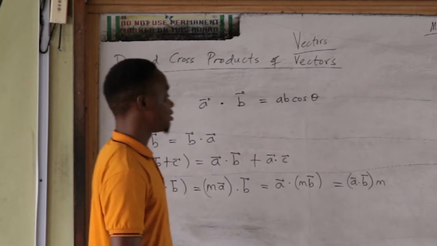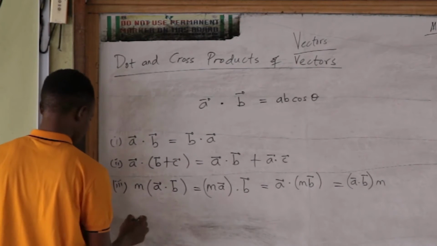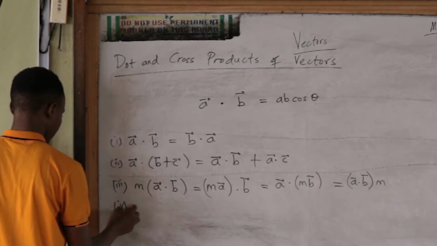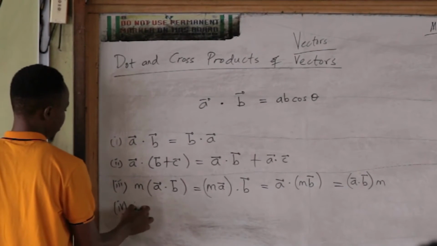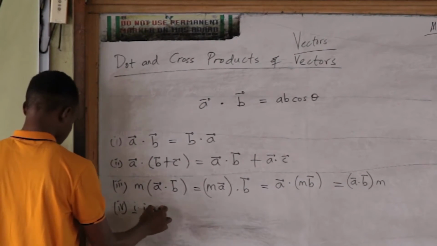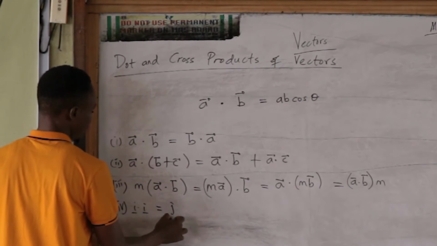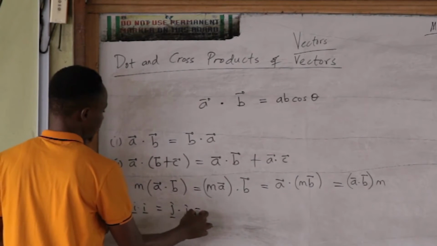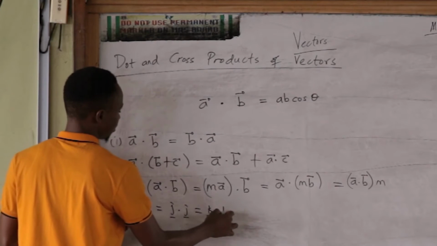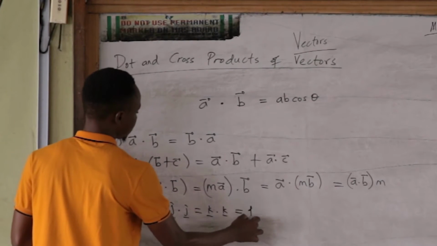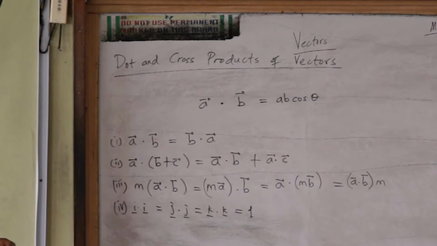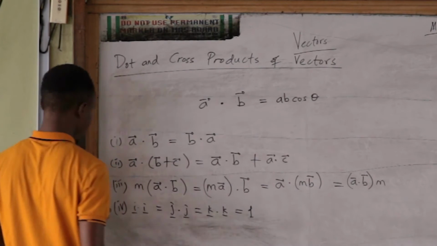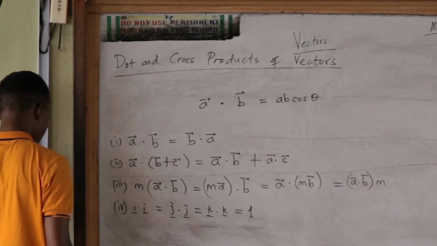Which doesn't make any difference. The next one, number 4. This is for unit vectors i, j, k. i dot i is equal to j dot j is equal to k dot k, and it is equal to 1. That's if we are taking i dot i, j dot j, k dot k, where these are the unit vectors in the x, y, and z directions, this is going to give you 1.